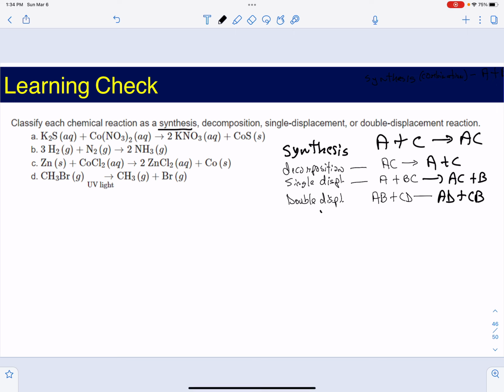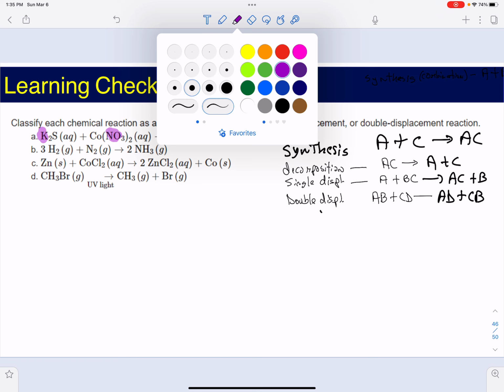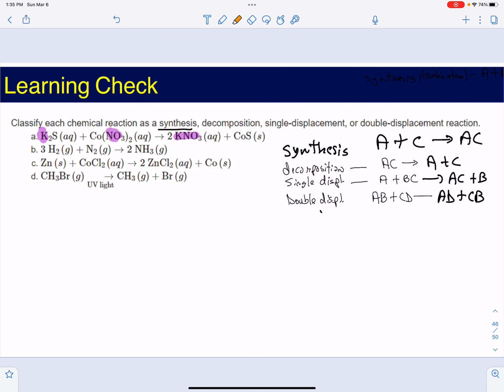So let's see what we have here. On the first one, we see that the K goes with the nitrate, and the cobalt goes with the sulfide. So this one follows this pattern. So this is going to be double displacement. You're also going to be able to call it double replacement, whatever works better for you.